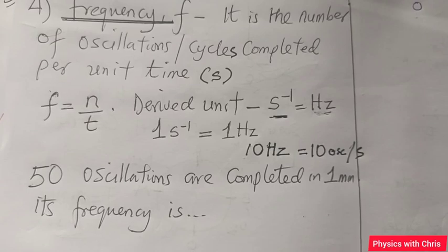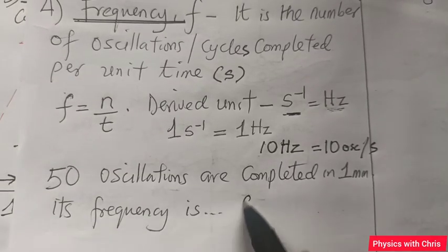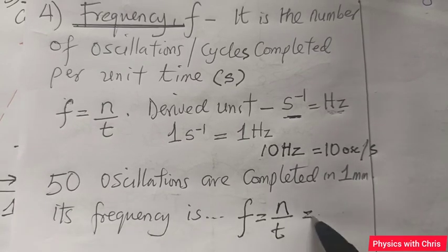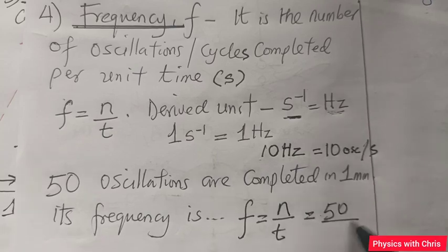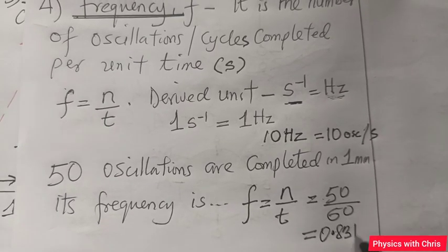Now look at this question. A body completes 50 oscillations in 1 minute. What is its frequency? Its frequency is the number of oscillations divided by time. That gives you 50 divided by 60. I think when you divide this, it gives you 0.83 Hz, not even up to 1 Hz.